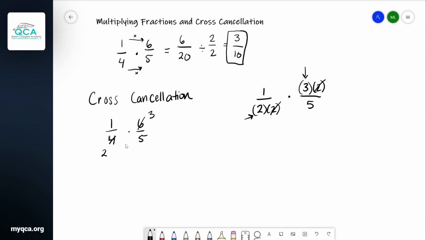And then finally you can multiply straight across and have your final answer. So 1 times 3 is 3, over, create your fraction bar, and 2 times 5, which is 10.